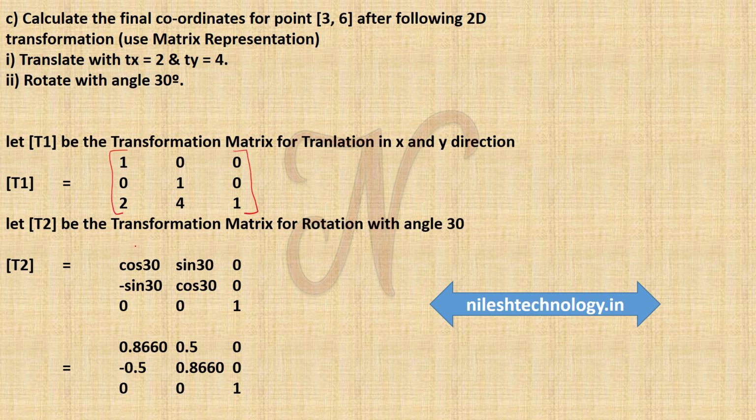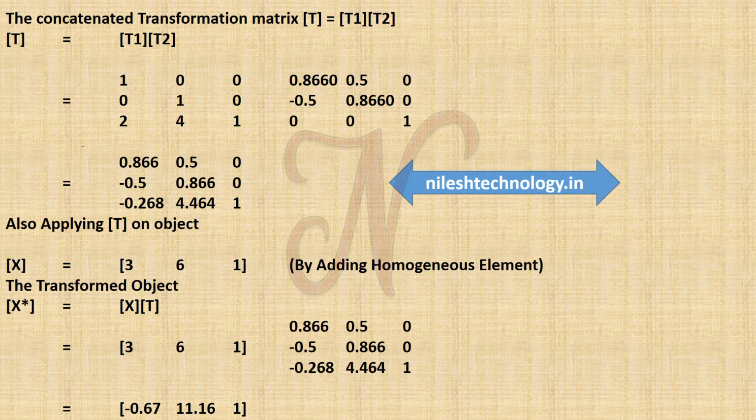Then the transformation matrix for rotation with angle 30 degree. Here my theta is 30, and we find cos 30 and sin 30. Then we find the concatenation of the two matrices. See here, T equals T1 into T2. Here we perform the multiplication of the two matrices, so this is your answer.